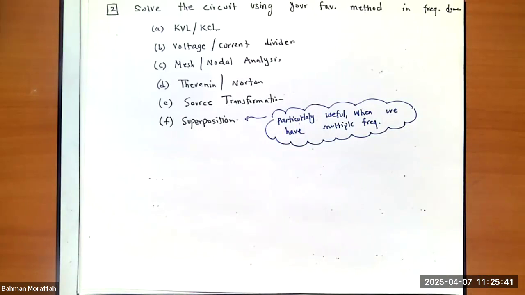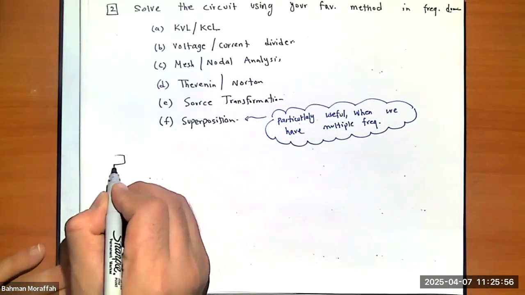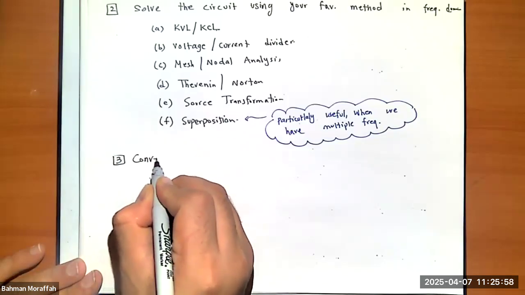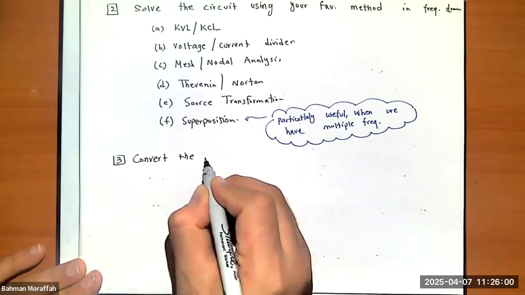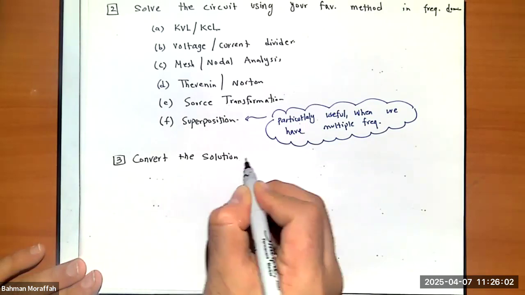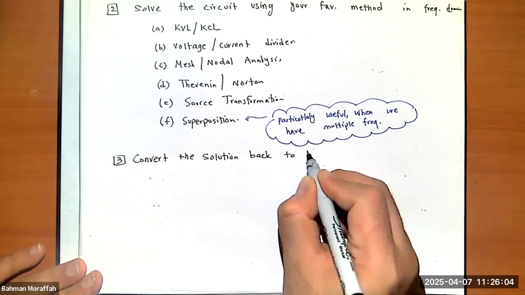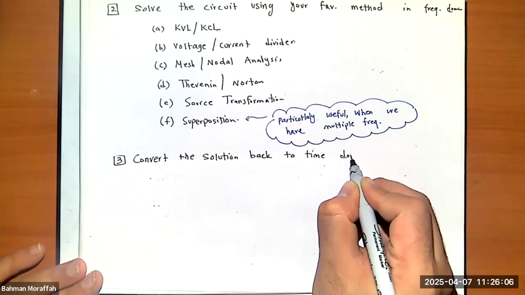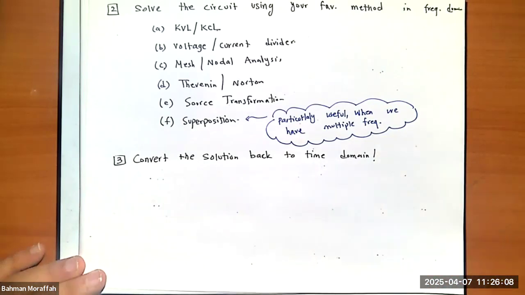And now we have the solution in the frequency domain. We have to take it back to the time domain, right? Given the frequency that we have, we can always go from the frequency domain to the time domain because there is a unique relationship. So the last step is to convert the solution back to the time domain.